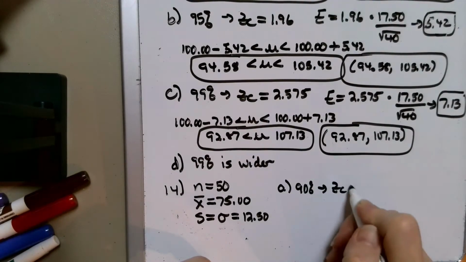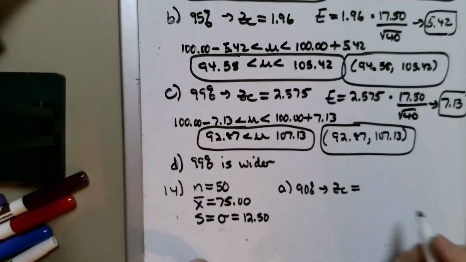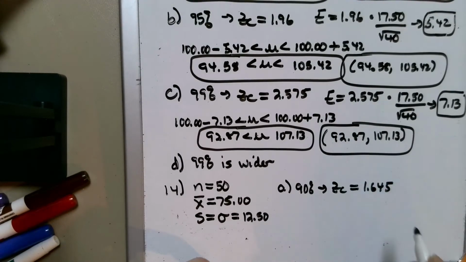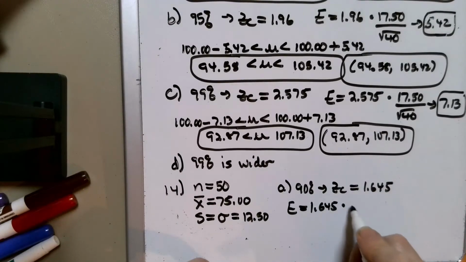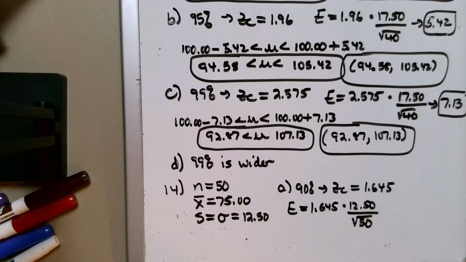From your formulas page, you're going to use z sub c as 1.645. So calculating the margin of error: z sub c, 1.645, times the standard deviation, $12.50, divided by the square root of the sample size, 50. If you can't get that to go in your calculator like that, write the square root of 50 as 7.0711 approximately. This is going to give you 2.907, so about $2.91.